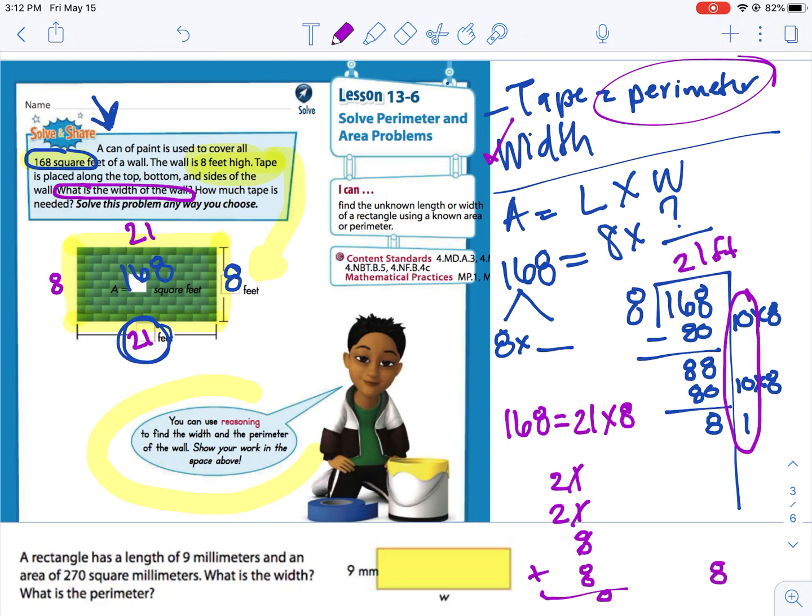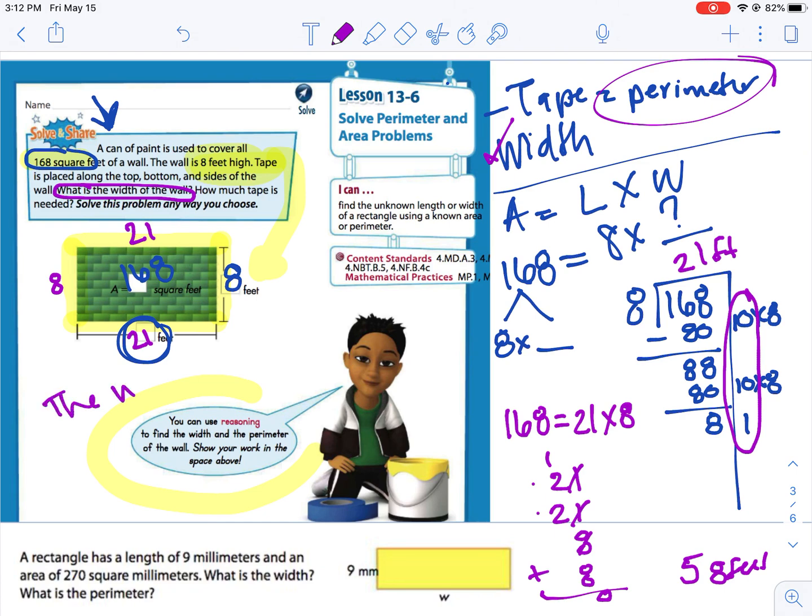18. Let me put that over here. And then right here, I've got 2 plus 2. 2 plus 2 is 4, plus 1 is, so it's 58 feet. So the tape they're going to need is 58 feet.